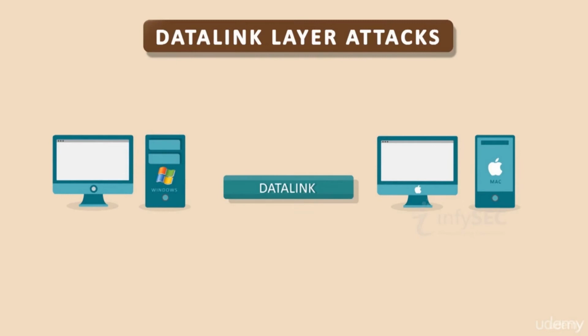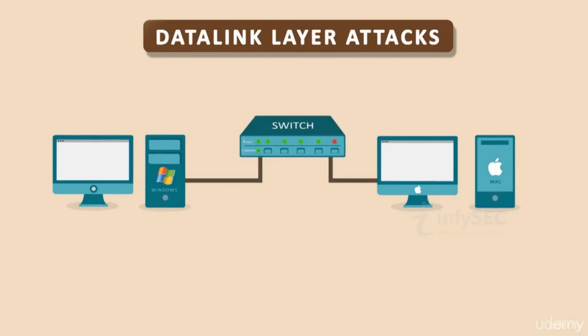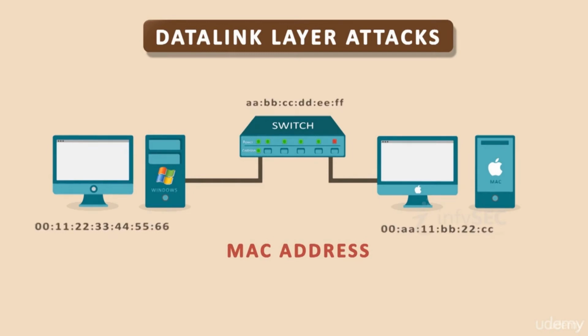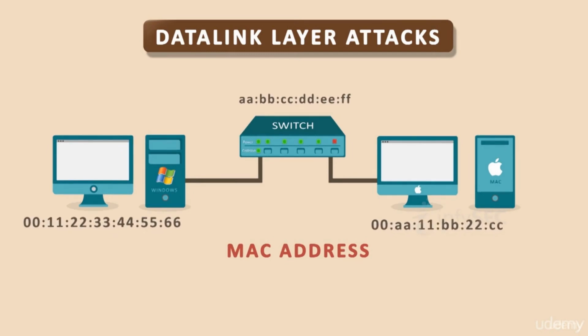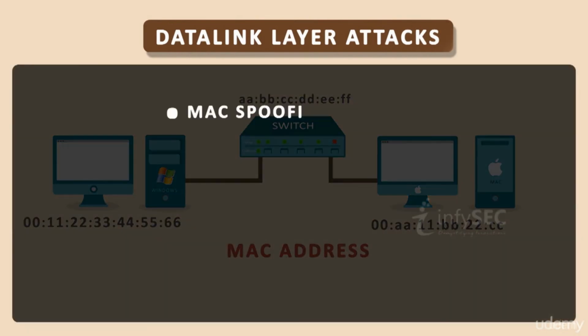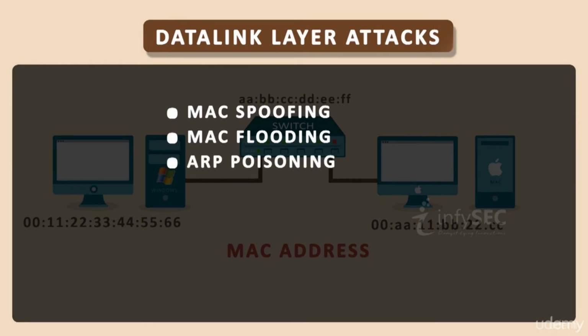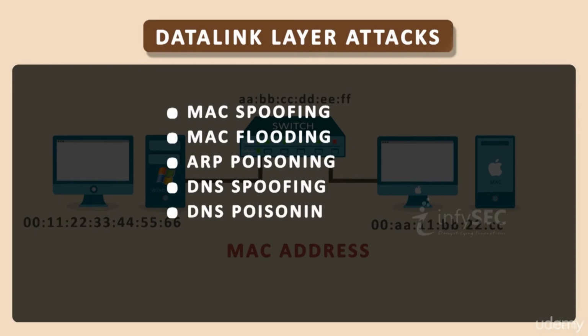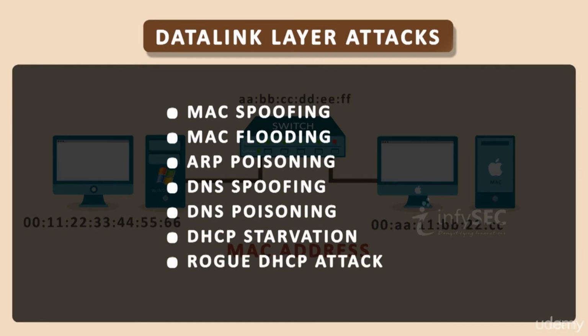Data link layer attacks. This is the second layer of the OSI model, which works based on the MAC address of the devices connected in a network. Data link layer attacks include the following: MAC spoofing, MAC flooding, ARP poisoning, DNS spoofing, DNS poisoning, DHCP starvation, and rogue DHCP attack.